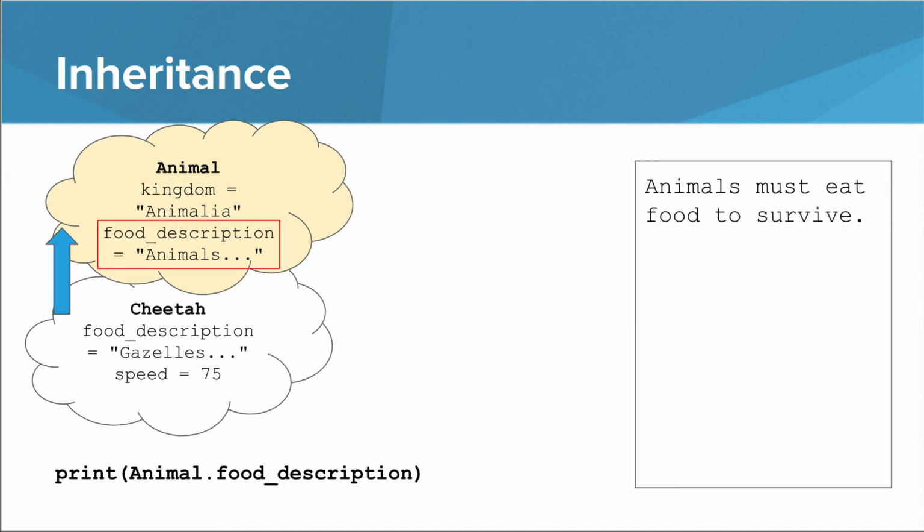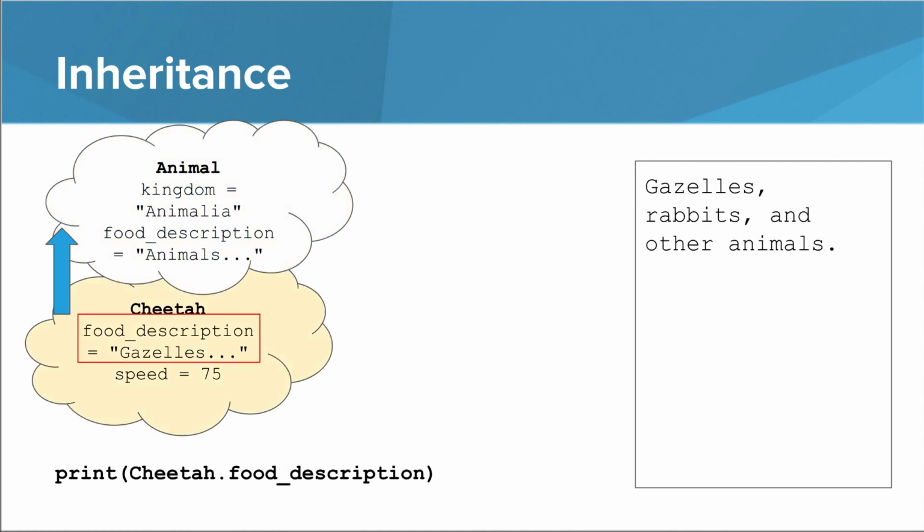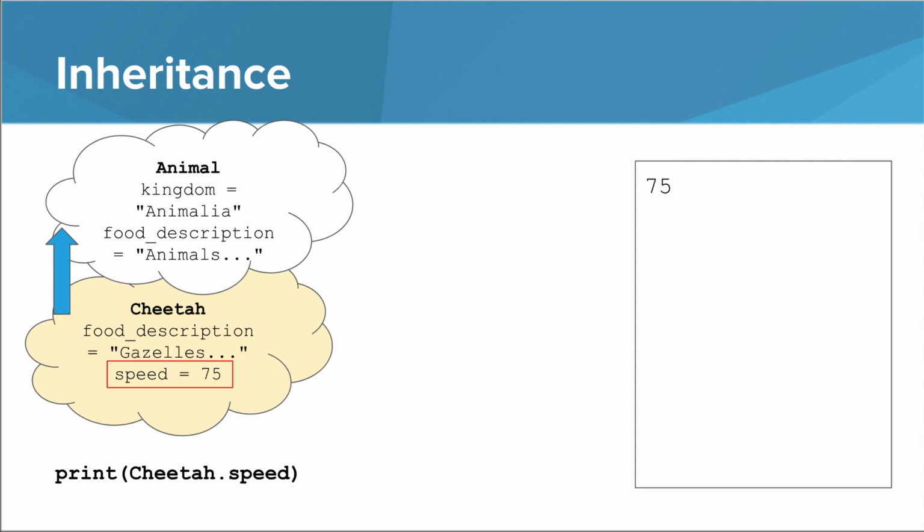Oh boy. When we want to print the food description variable in animal, this is simply a direct access. When we want to do this for the cheetah class, it is also a direct access. Unlike with kingdom, Python doesn't actually need to continue its search to the superclass, even though there is also a variable called food description in the superclass. This is an instance of shadowing. In this particular case, the variable called food description in the cheetah class shadows the variable called food description in the animal class. Printing the speed variable in the cheetah class is pretty straightforward.